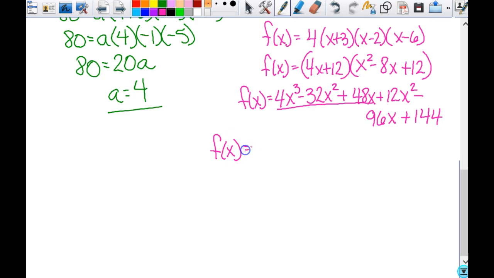F of x equals 4x cubed. So I have a negative 32x squared and a positive 12x squared, so that's negative 20x squared, positive 48, and negative 96. I probably should have put the negative down here. Negative 96 right here. So this gives me a negative 48x plus 144. Do y'all agree with that? Yes. We good? Any questions about this?